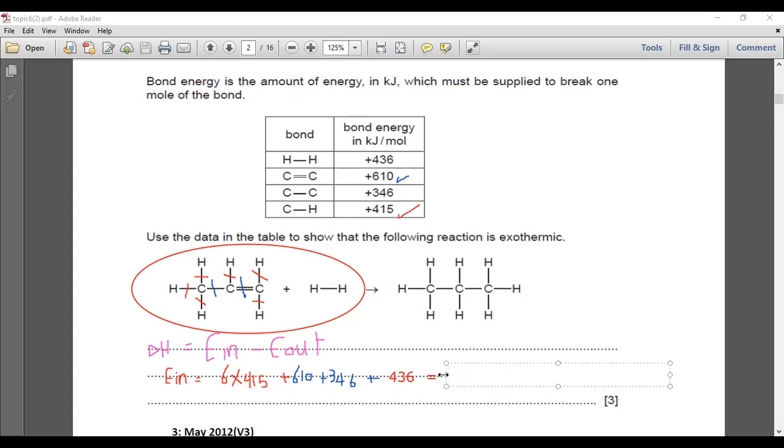No, how come? Again, 6 multiply 415 plus 610 plus 346 plus H bond H is 436. So the total value is 3882. Yes, I'm correct. No, I'm sorry.